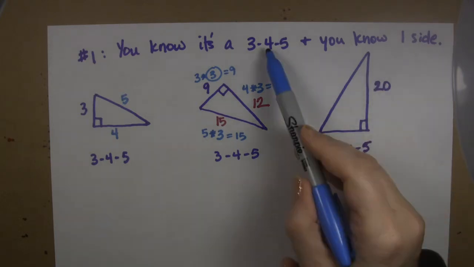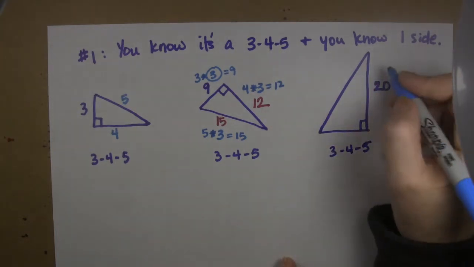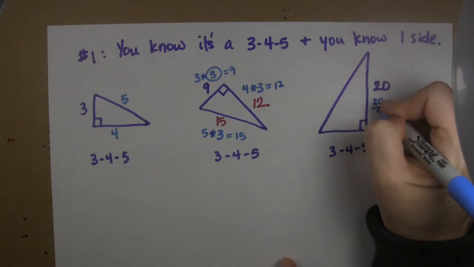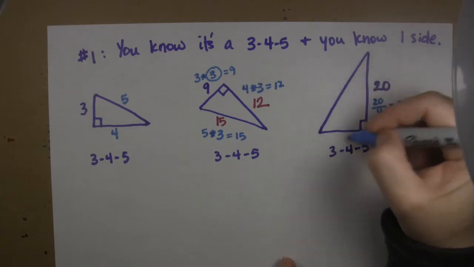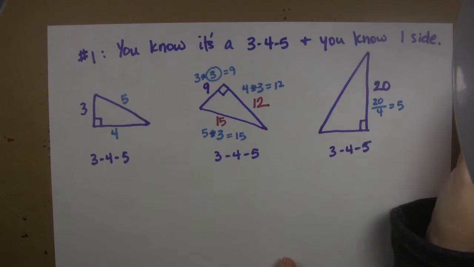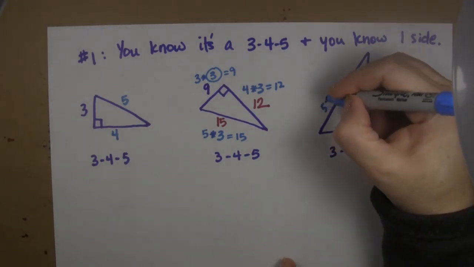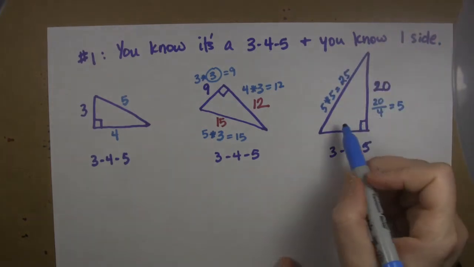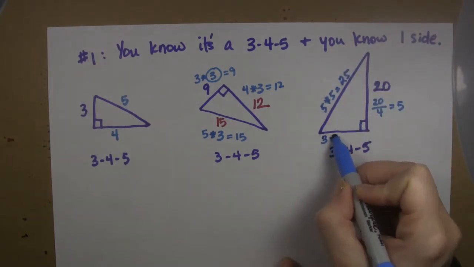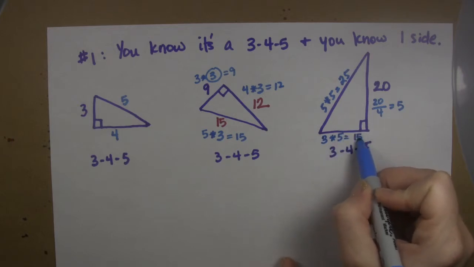So this must be the side in the middle, the 4 side. So if I take 20 and I divide it by 4, I get 5. So I'm going to multiply all my sides by 5. So this will be 5 times 5, which is 25. And this will be 3 times 5, which is 15.